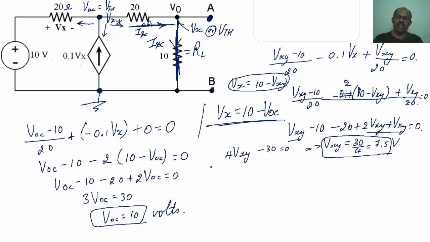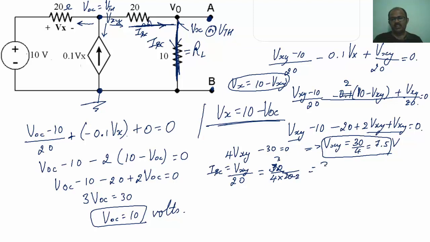Now, if I want to calculate the short circuit current, that is ISC, which is equal to Vxy divided by the resistance involved in this path, which is 20. That is 7.5 divided by 20, or 30 divided by 4 into 20. So I'll be getting 2 times 3 times.